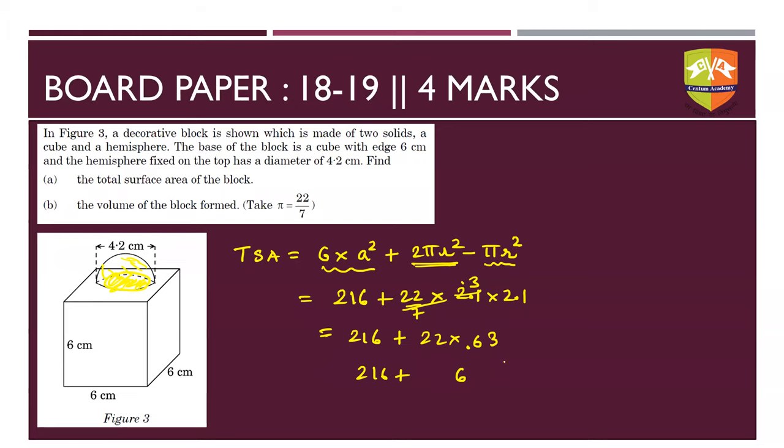So 216 plus, so what was that? So this is 22 into 366, carry 6, 22, 6, 132, 138. And point. So this is 229.86. Oh, someone is getting 26. 229.86 centimeter square. Did you get this value? 229.86.